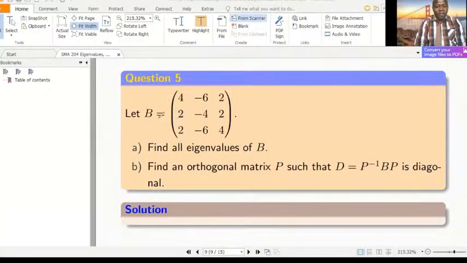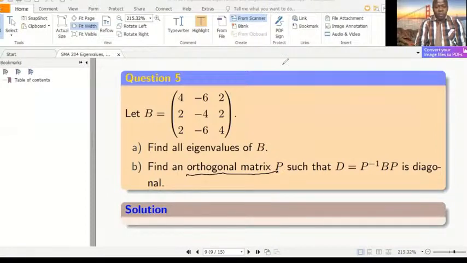Now let's look at question 5, and you notice that I've set this question 5 to be similar to question 4. I want to emphasize how to get the orthogonal matrix. As we've done in question 4, when it comes to part B, we first get the eigenvectors and then normalize them, and arrange the normalized eigenvectors as columns to form P. That is the only thing that I want to emphasize.